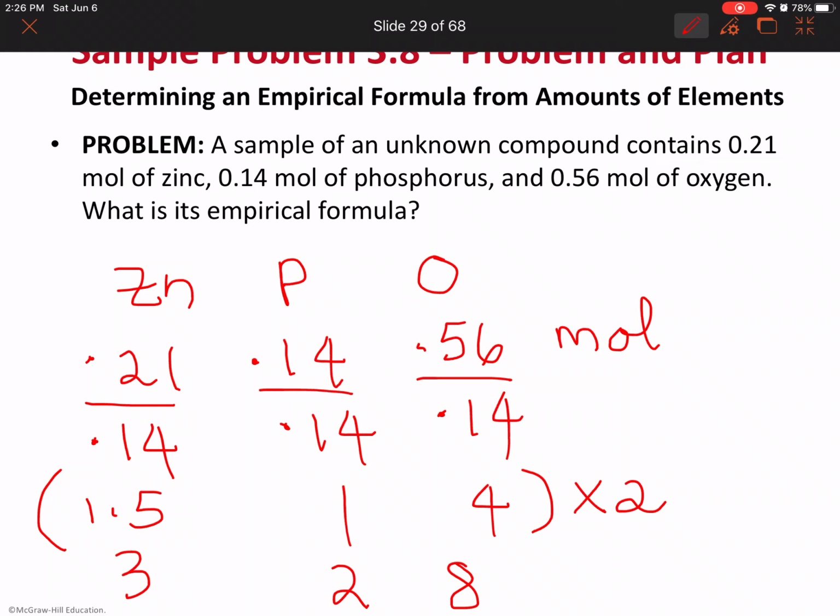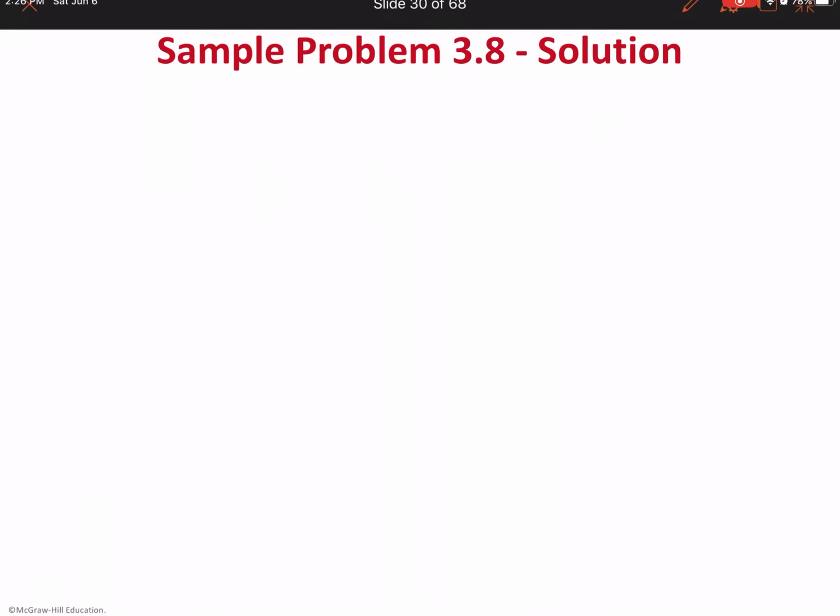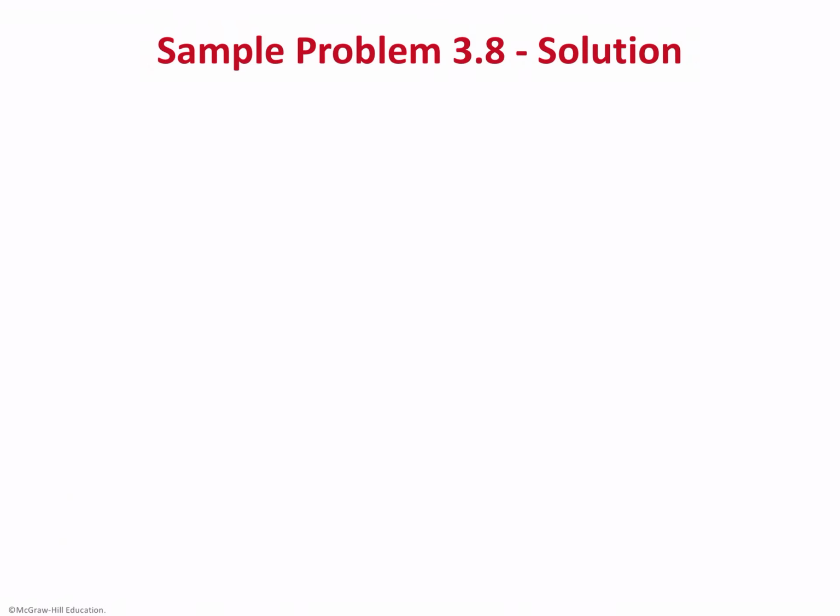So the empirical formula would be Zn3P2O8. Excuse me. Okay, that's how you calculate the empirical formula if you are given the number of moles, but they are not whole numbers. This is how you convert fractions of moles into whole numbers. I kept this space also to do the calculation, but we don't need it.